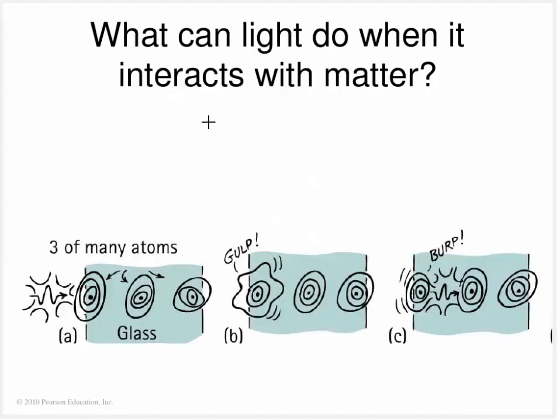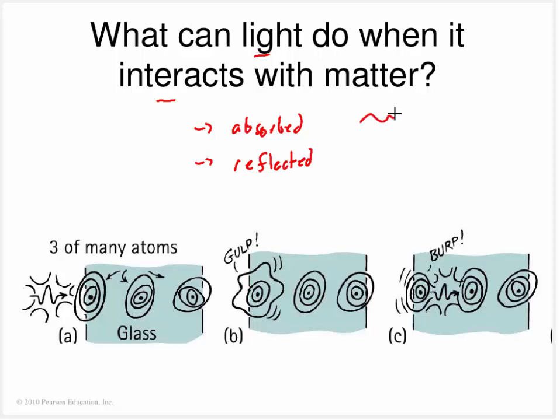Now I kind of want to change gears, and I want to talk about why the sky is blue, why the sunset is red, and before I do that, I want to say what light can do when it interacts with matter. Well, it has a couple of choices. It can be absorbed, and when it's absorbed, the energy goes into the medium, and it's going to warm it up. It could be reflected, and when it's reflected, it's going to bounce primarily in the backwards direction, and the light's going to go back to the source.